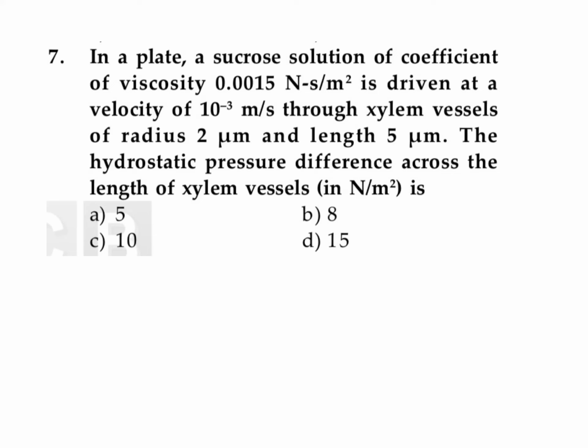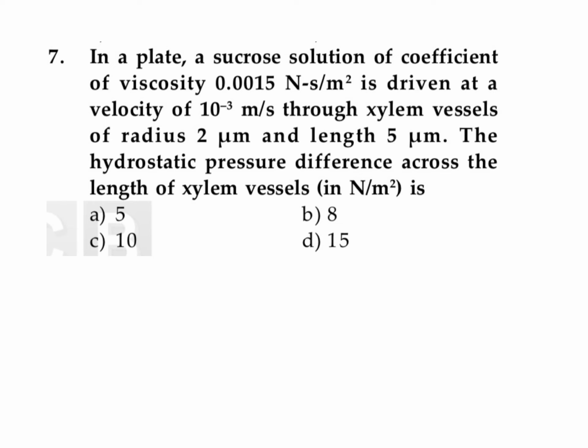In this question, it is given that a sucrose solution of coefficient of viscosity 0.0015 is driven at a velocity of 10 raised to minus 3 meter per second through a xylem vessel of radius 2 micrometer and length of 5 micrometer. The hydraulic pressure difference across the length of the xylem vessel is?